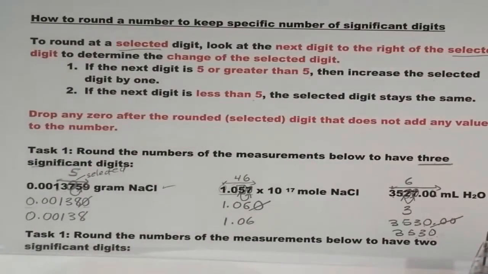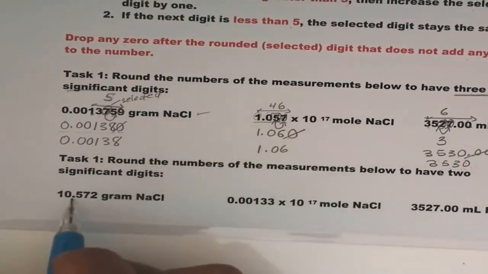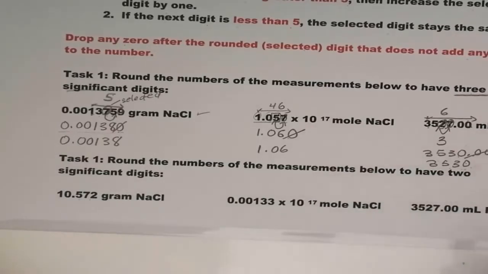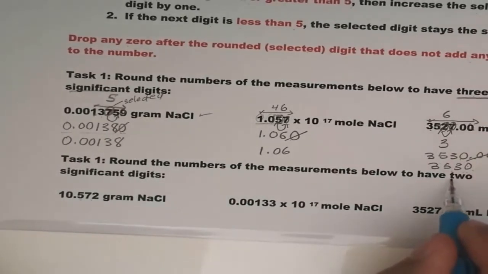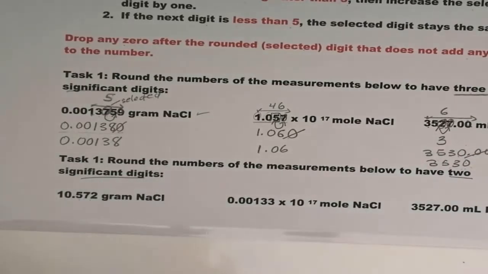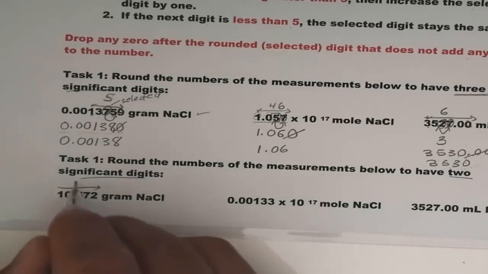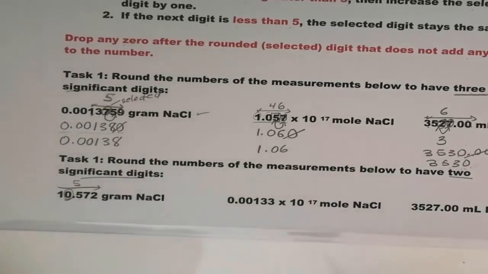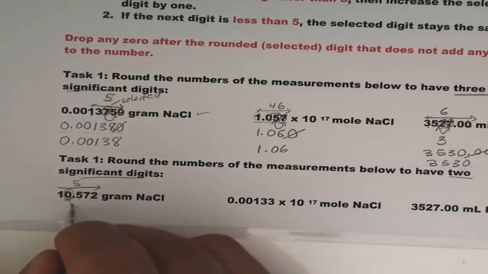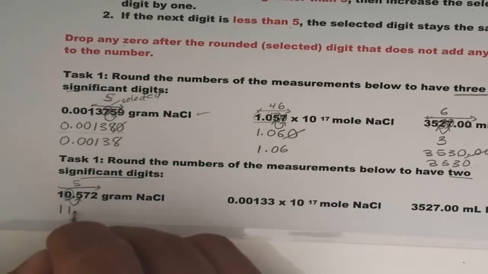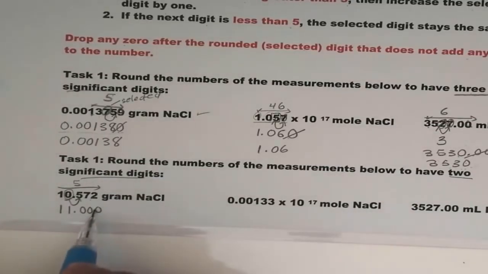Now let's try another problem. I have 10.572, and in this case, round the measurement below to have 2 significant digits. We are keeping 2 significant digits, so we're looking for the second sig fig. It's a decimal again, so count all of them, which is 5 sig fig, but the second one is the 0 right there. So we look at the next digit, which is 5, and that 5 will make a 0 into a 1. So we have 11.00, because any digit after the rounded or selected digit will become 0.